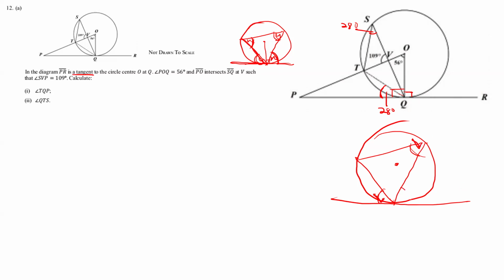In the same way, if I take this chord and the tangent here, they are making this angle. This chord is making a certain angle at the circumference, and that's this angle. So if I know this angle, I know this angle. If I know this angle, I know this angle. Is that clear?